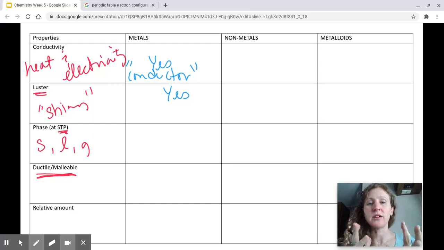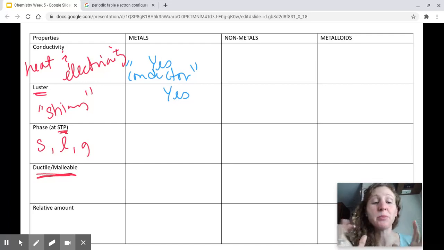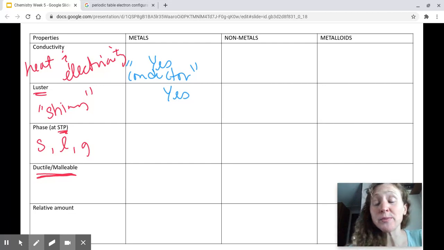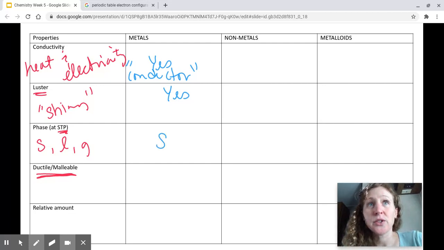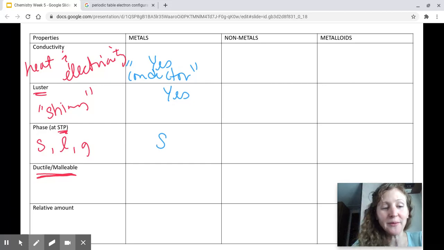So some of them don't look shiny, especially because they form this protective coat of oxides, which actually isn't shiny, but most metals are shiny. Okay, most metals at STP are going to be solids. There's only one metal that's not a solid at STP, mercury. I'm sure you could have guessed that.